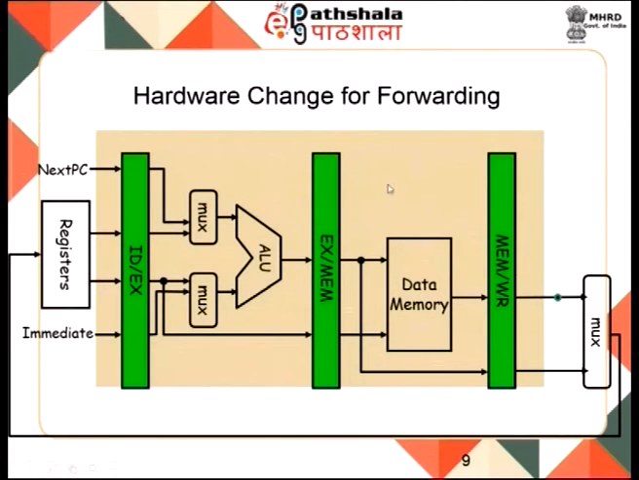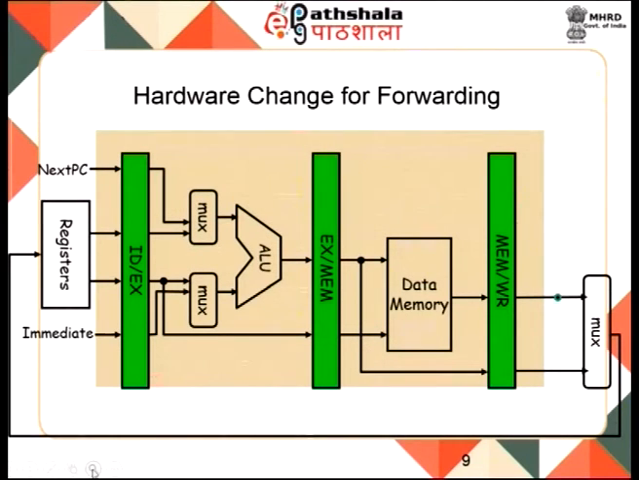Now, what are the hardware changes that you will have to bring in for forwarding? How do you forward the data from one place to another place? You already know that there are two paths going to the ALU. You have a multiplexer with two inputs. One input comes from the register file. This is a register file. The other input comes from the next PC value, which is used only for branch instructions. That is one input of the ALU.